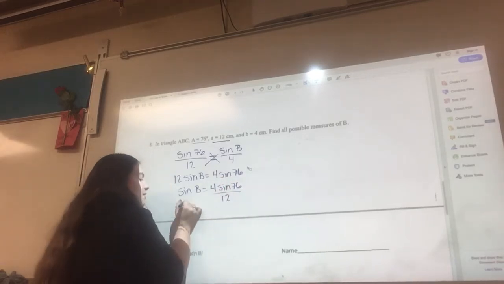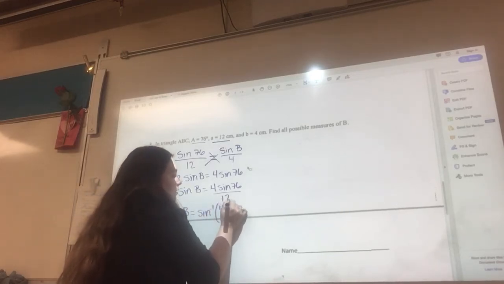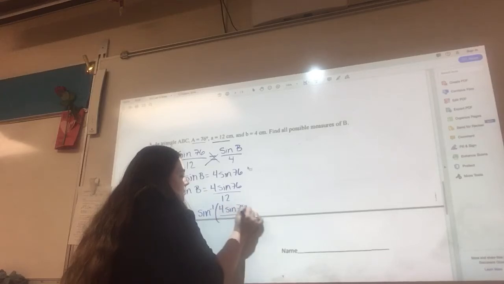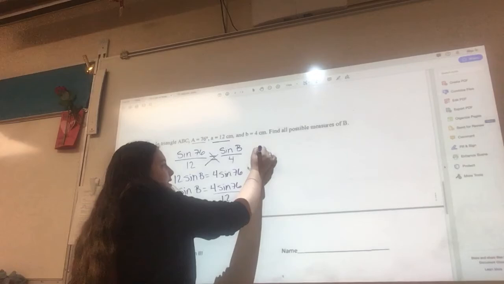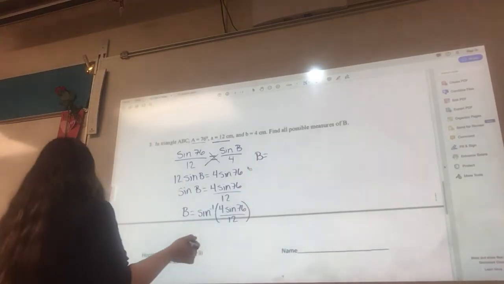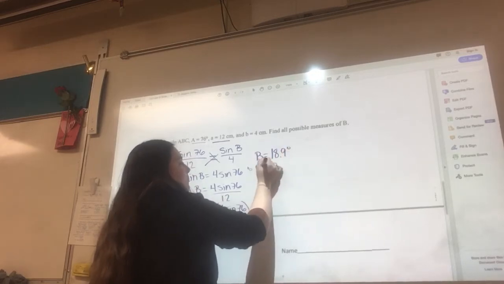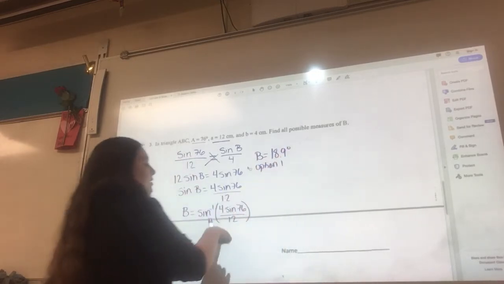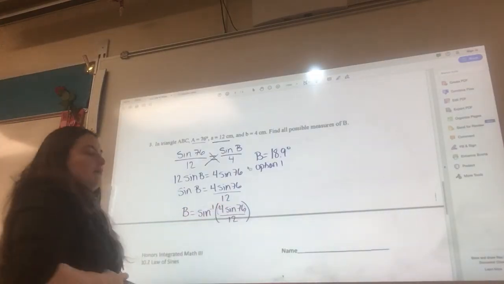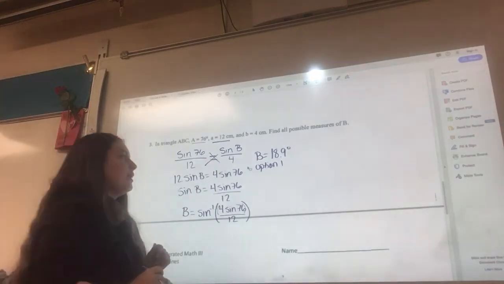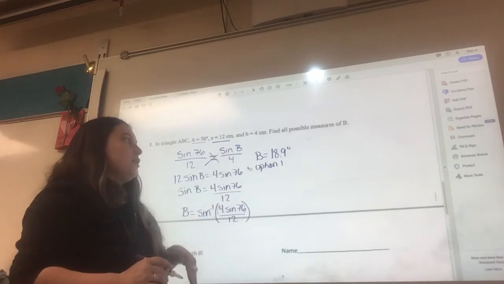And then understand when we solve for B, we are solving for the inverse of sine of all of this stuff, okay? So we're going to see that B equals 18.9 degrees. And again, this is option 1, because this is what originally we put in our calculator. And again, numerator in parentheses. And we're going to see that 18.9 works. Again, you don't have to check this one because this one gives it to you. It's a calculator answer. You're good to go.